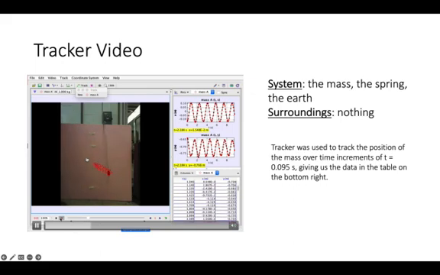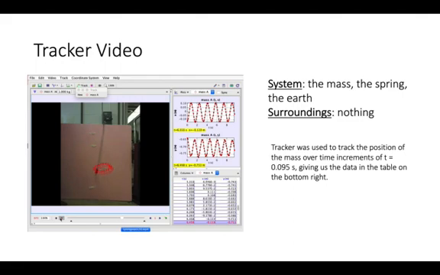In this case, the system was the mass, the spring, and the earth, and the surroundings were nothing. Tracker was used to track the position of the mass over time increments of t equals 0.095 seconds, giving us the data in the table on the bottom right.